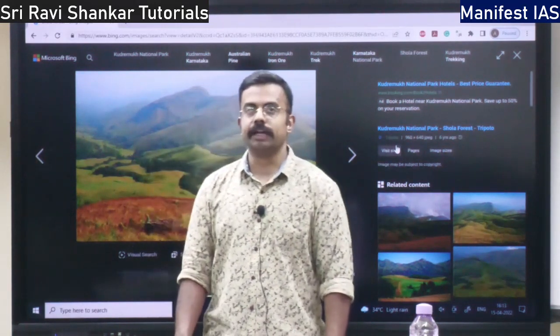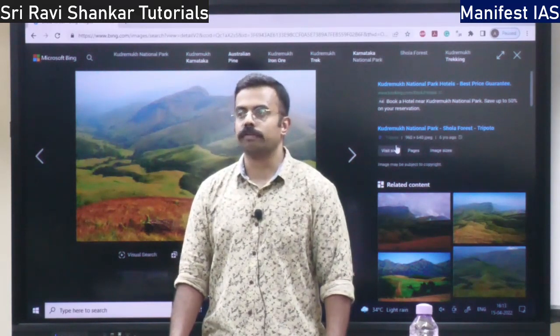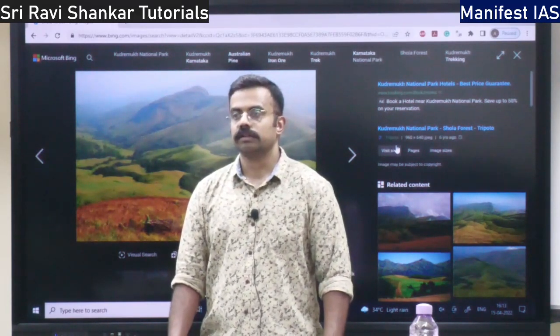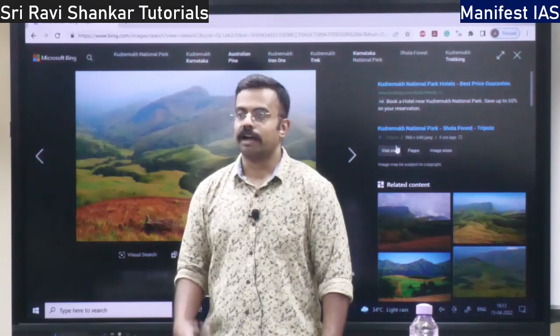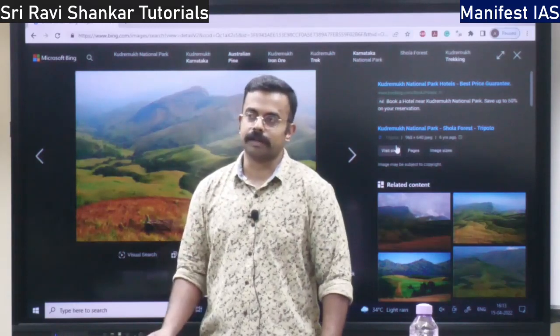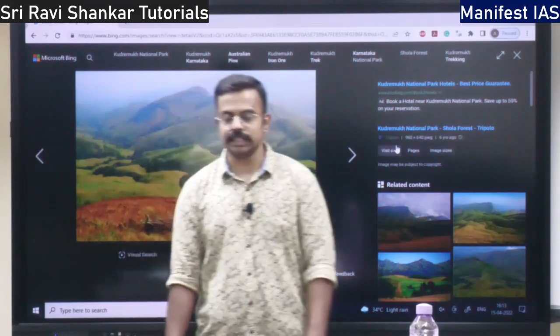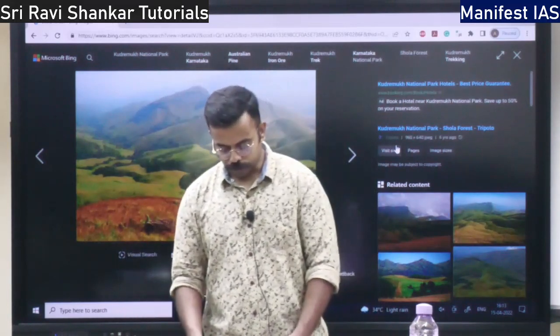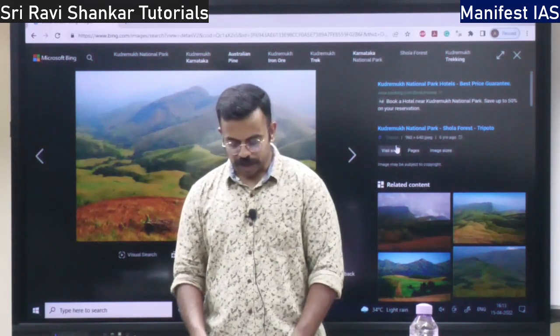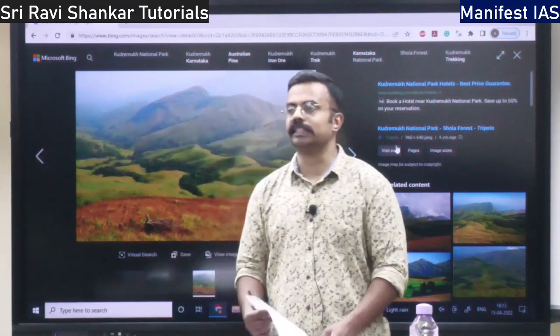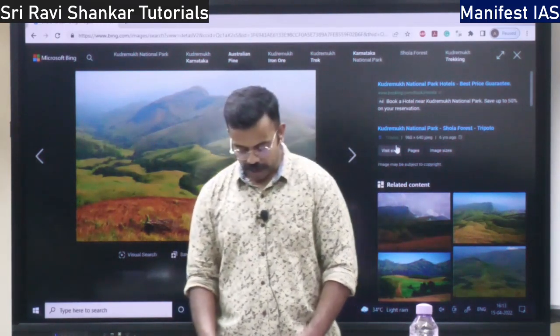So mangroves, can you name two types of mangrove trees? I have remembered two things because there are many. Rhizophora and Avicennia, these are the two mangrove species. So this is all about the animal diversity and plant diversity within India.